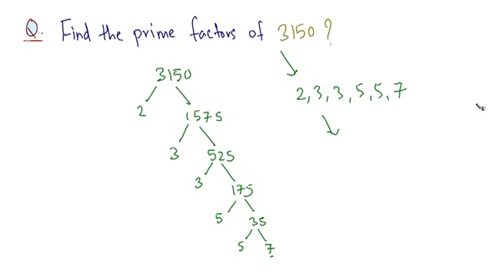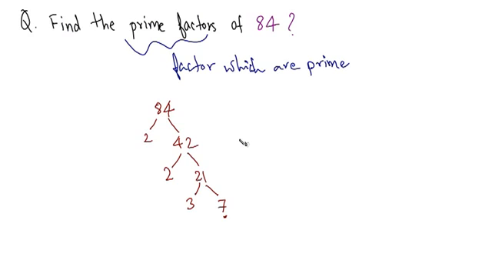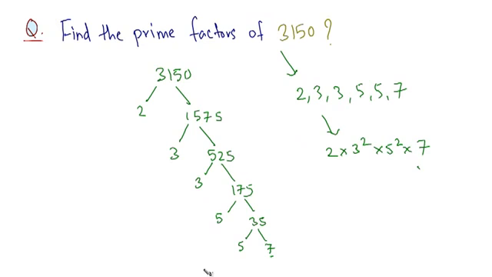Again, another way of writing this would be 2 into 3 square into 5 square into 7. In our previous example, again we would have written this as 2 square into 3 into 7. Okay, so these are the prime factors of 3150. So this is how you calculate the prime factors of any number.